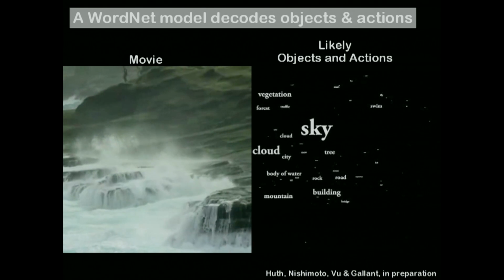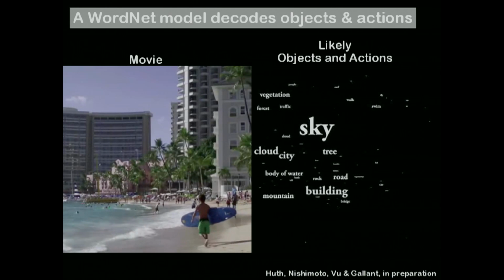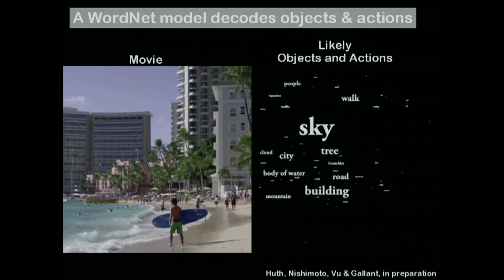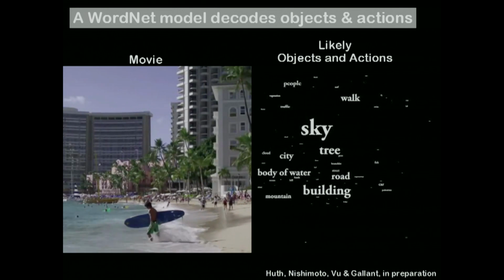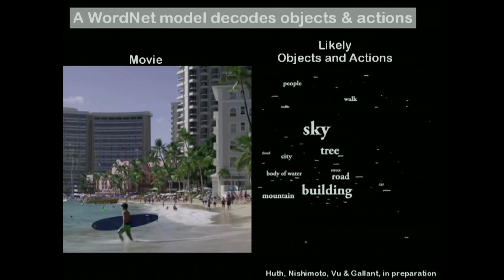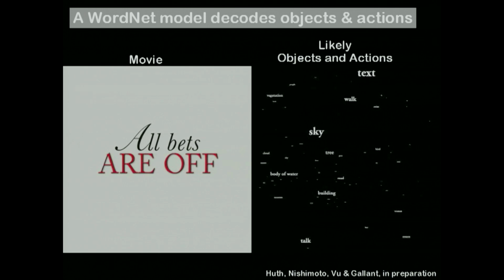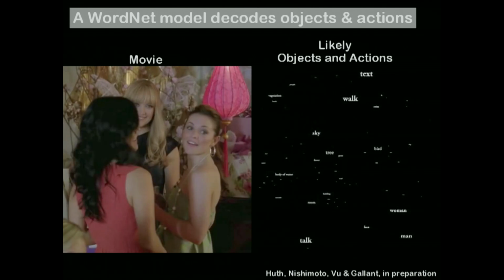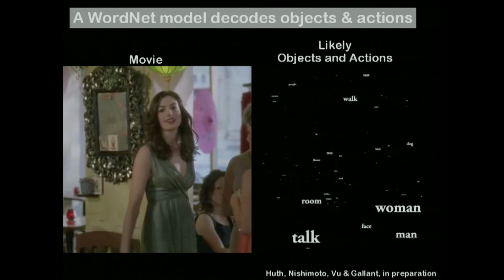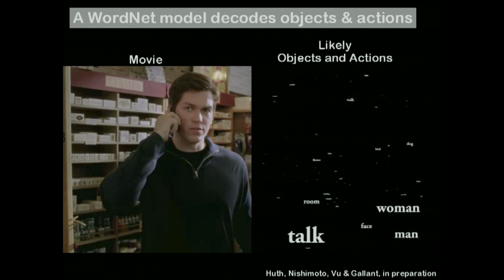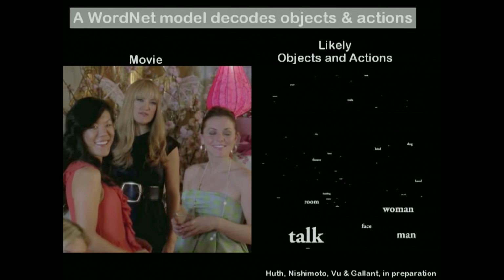Okay, so now we switch to an ocean scene. We get sky, clouds. Now we're in Waikiki, so we get buildings, body of water, mountain roads, people walking, sky, trees. That seems to work pretty well. Now we switch to some women. First of all, it says, oh, there's some text. You'll notice sometimes the words appear a bit before the movie. That's not because the person has ESP. It's just that we don't have the timing quite right on our decoder.